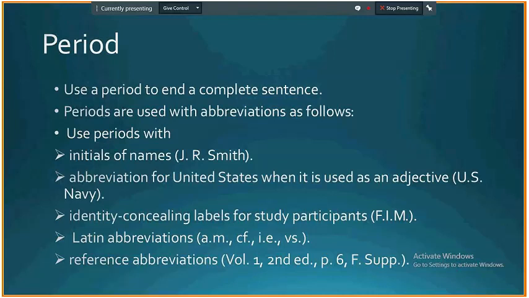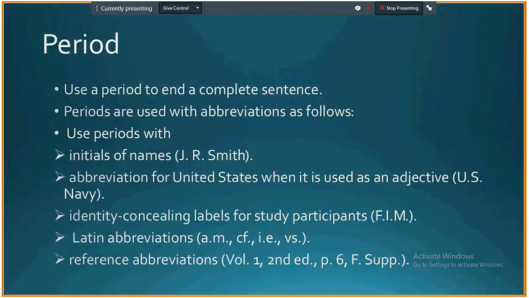So we already know about the periods. Period means full stop. Use a period to end a sentence, and periods are used with abbreviations as follows. Use periods with initials of names, and the abbreviation for United States when it is used as an adjective. Concealing labels for study participants means any participants we label with an identity. For example, FIM is the identity of a participant. In that type of identity, we can use periods. And next bullet, Latin abbreviations.